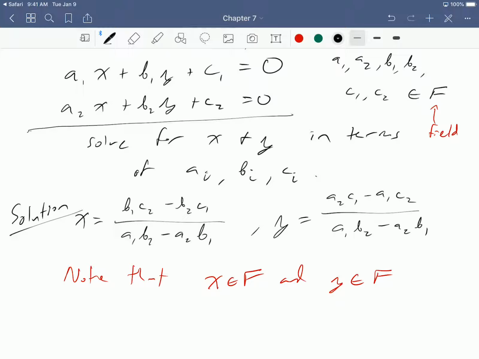Okay, so in the next video we'll do this with intersecting a line and a circle, and then we'll do the same thing intersecting two circles.